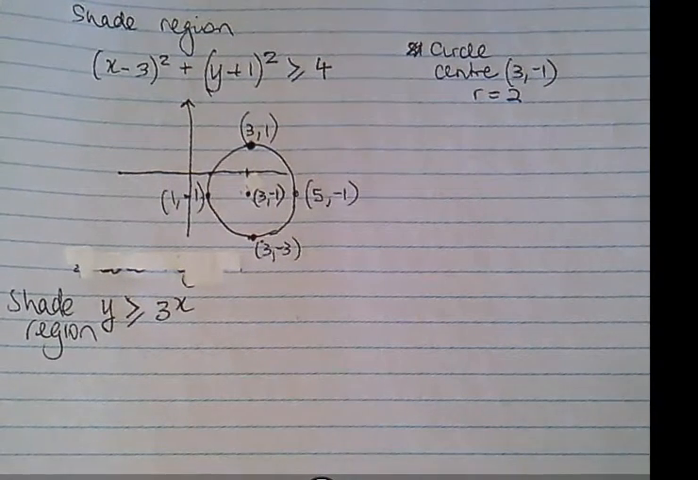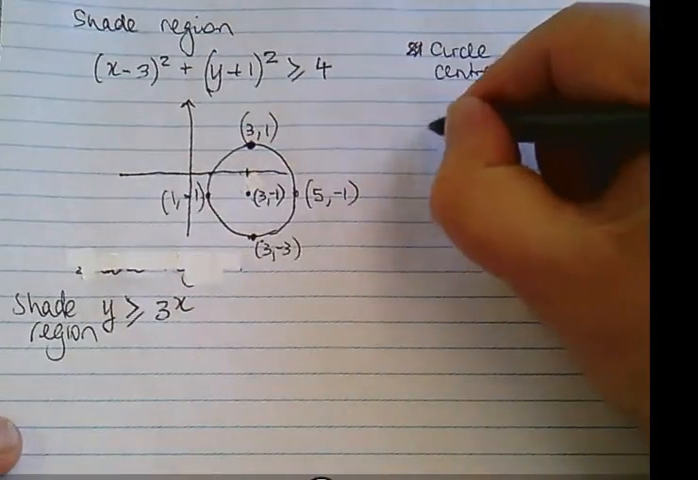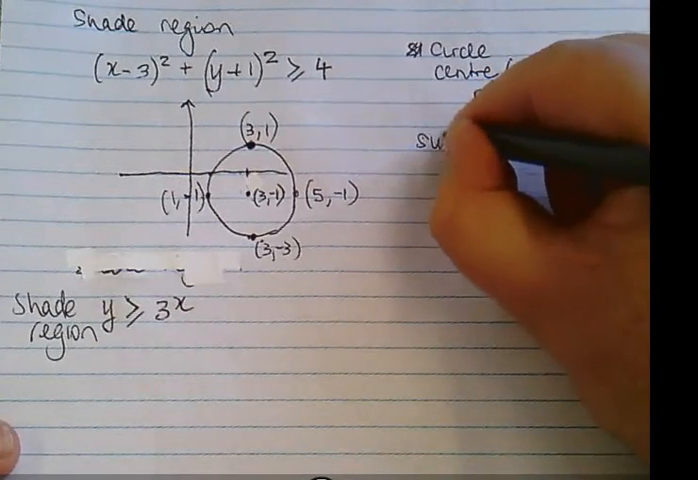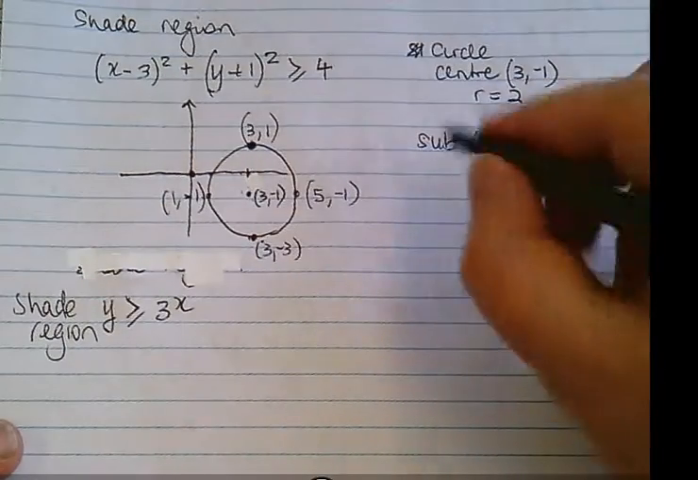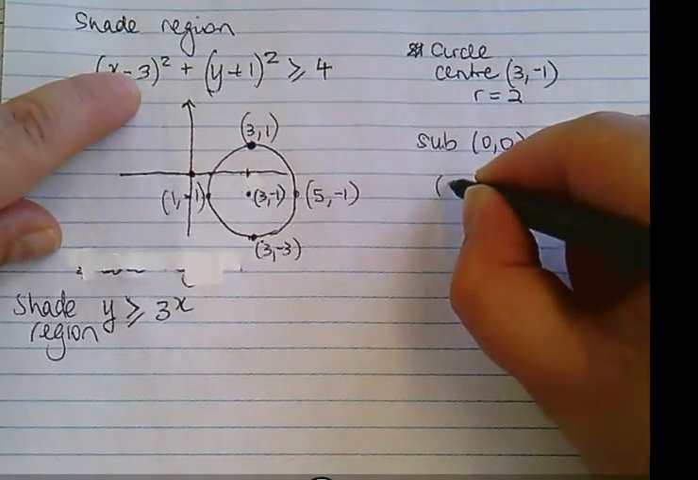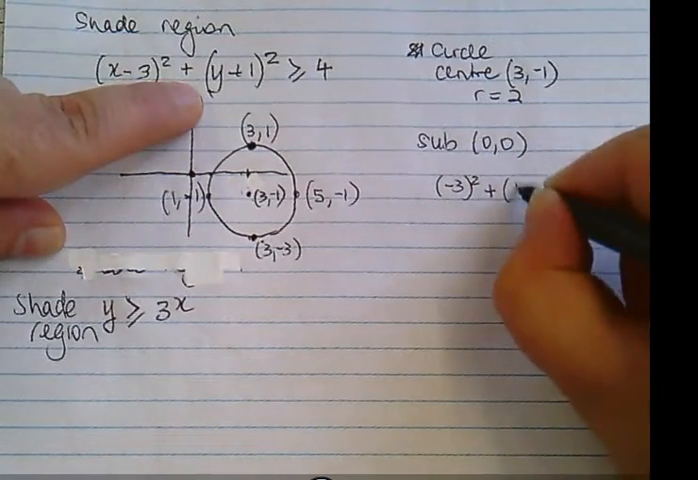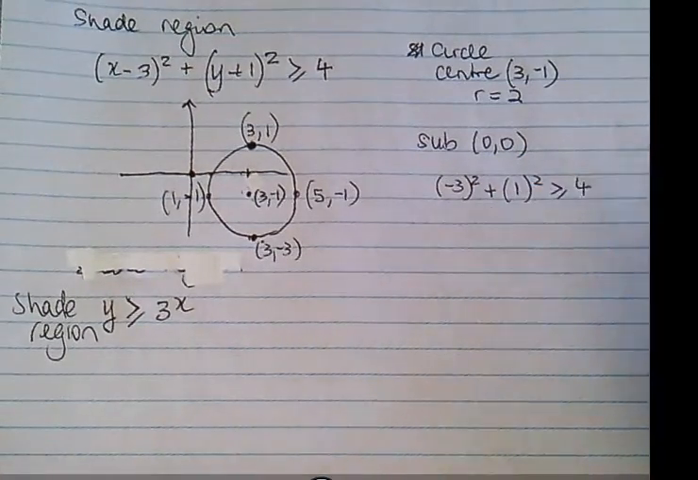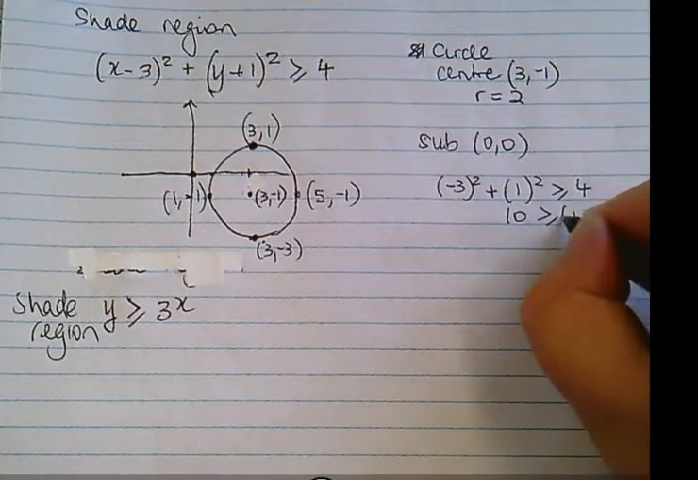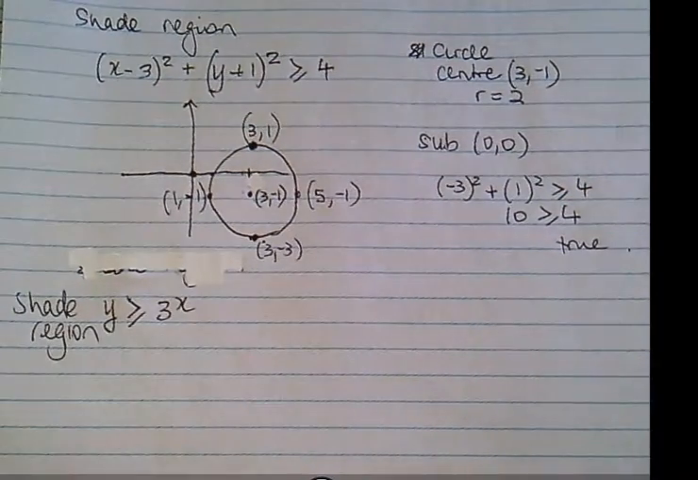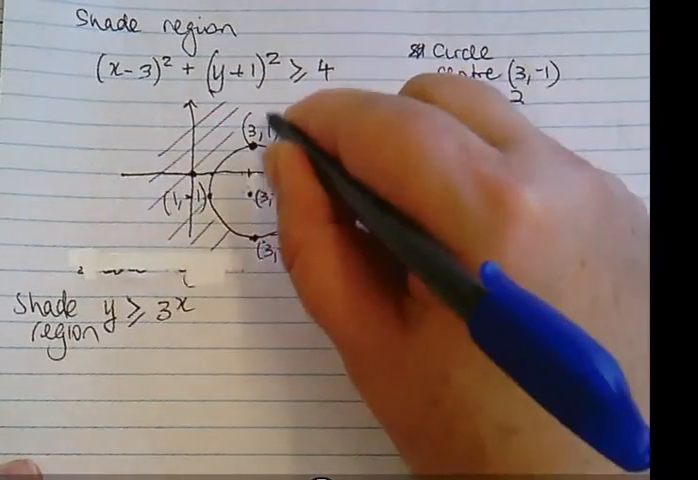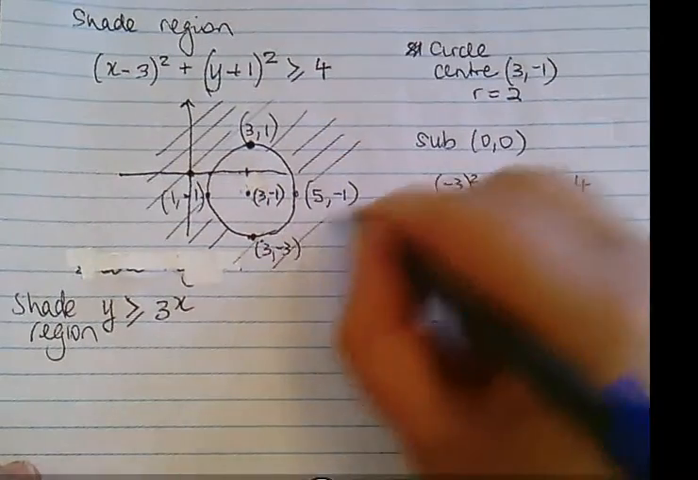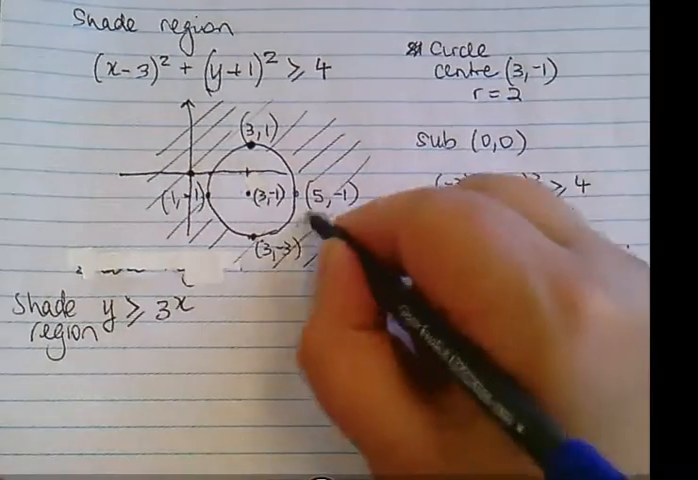Now, where do you think it's going to be shaded? In or out? Anyway, we'll try. Let's pick a point. 0, 0. Substitute the point 0, 0. That's lying outside, okay? So we've got negative 3 squared plus 1 squared is greater than or equal to 4. What have we got? 9 plus 1? 10 is greater than or equal to 4. That satisfies the inequality, like it's true. So therefore we shade outside.